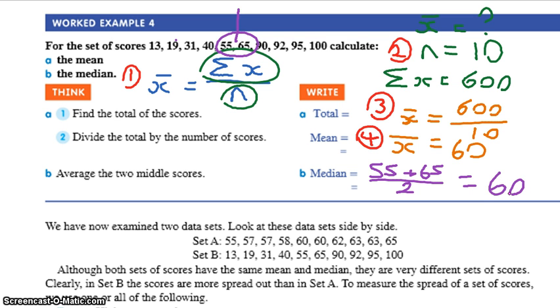Cool? I'm so proud of you. We all good with that? Alright. Now, if it was an odd number, then you just take the middle score, you don't have to do anything. But with an even number, you do have to find the average of those two numbers.